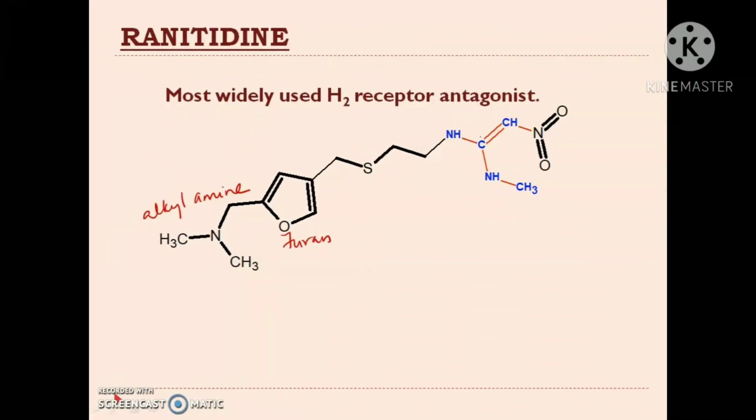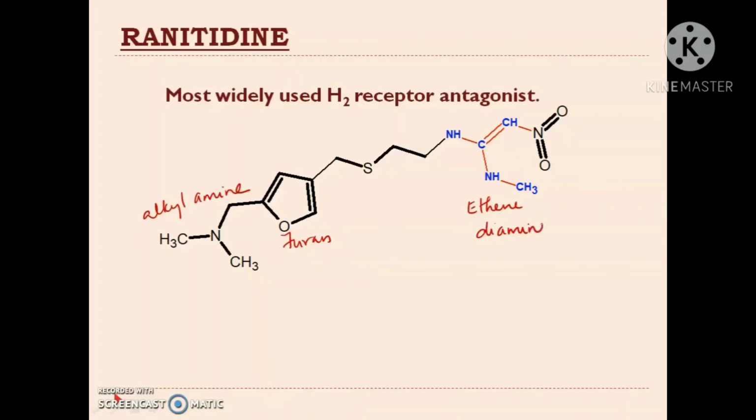Now coming to the next H2 receptor antagonist, Ranitidine. It is one of the most widely used H2 receptor antagonists. You can see the structure of Ranitidine on the screen. It is an aminoalkyl furan derivative. Unlike histamine and Cimetidine, which contain an imidazole ring, Ranitidine carries an aminoalkyl furan derivative.